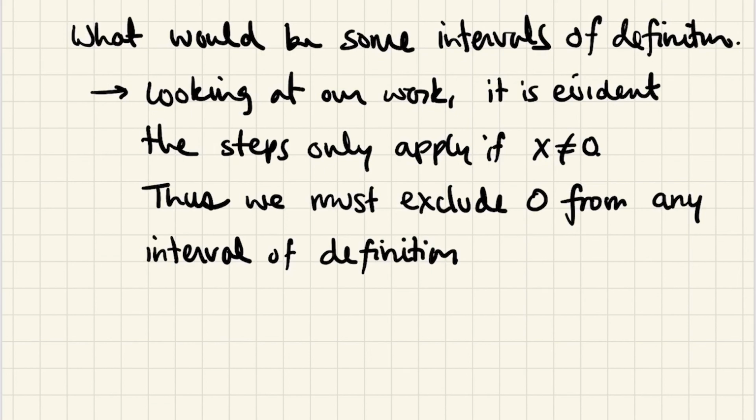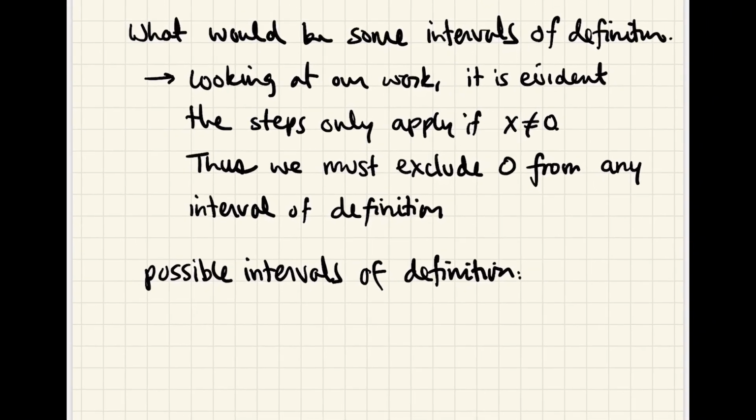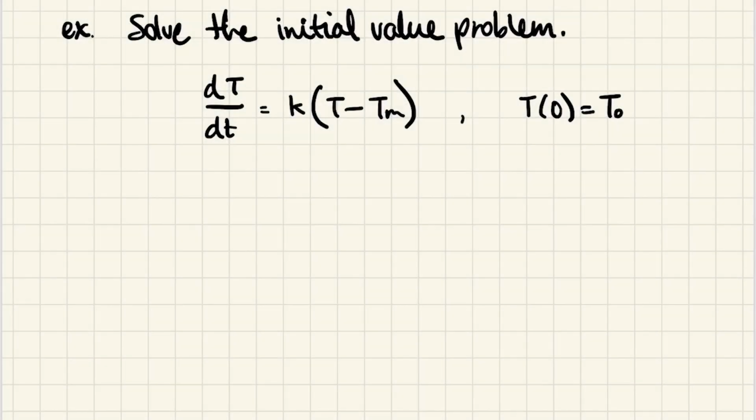So what would be some intervals of definition then? Well, the function has a domain of all real numbers, but we have to exclude 0, so negative infinity to 0 would be good. 0 to infinity would be better. Well, just because I like the positives, but it's really the same. And there we are. All right, here we have an initial value problem.